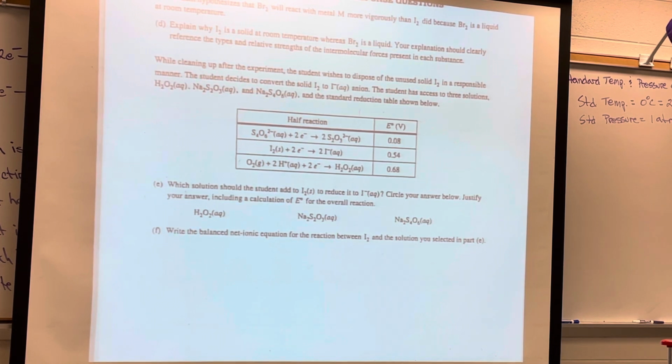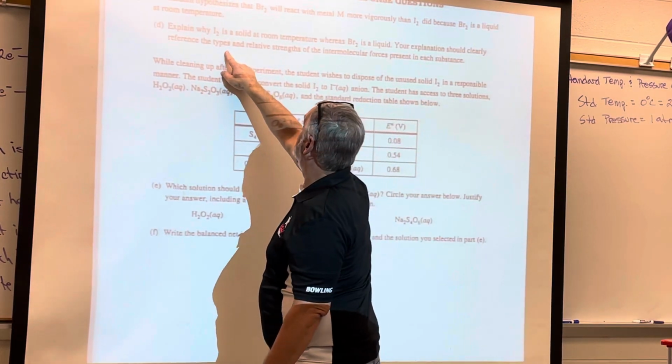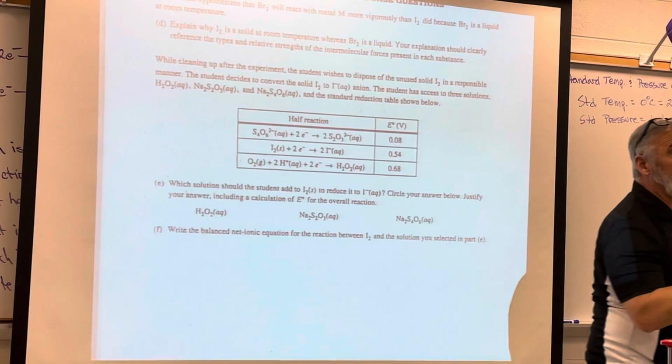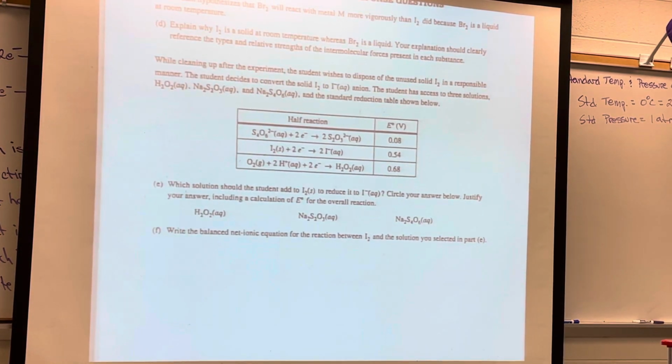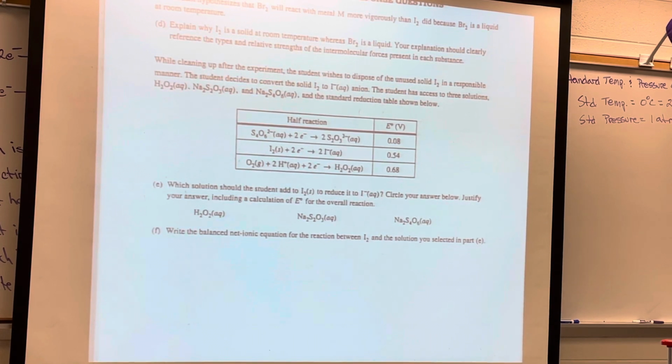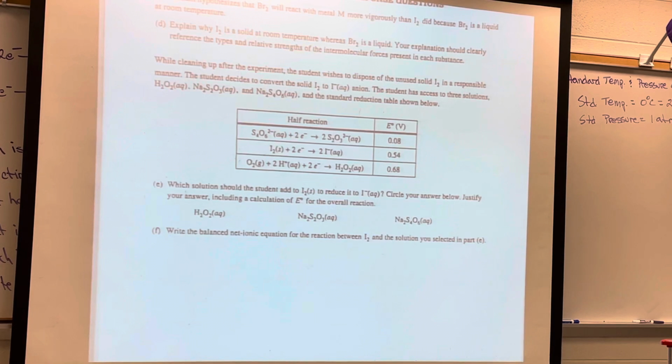Why is iodine a solid and bromine a liquid? Because Br2 has weaker intermolecular forces than I2. Okay, but she clearly referenced the types and relative strength. So what's the only type of attractive force between each of these molecules? Okay, how did we know that? Because they're covalently bonded. They're non-polar covalent. So we need to say specifically, you have to say London dispersion force. You can abbreviate LDF.